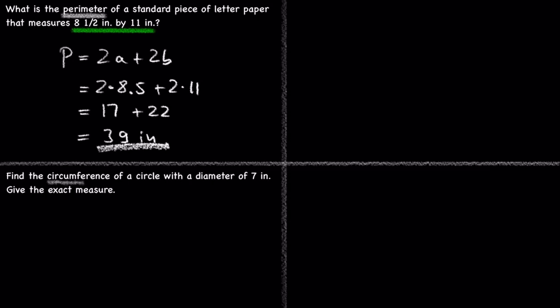Find the circumference of a circle with a diameter of 7 inches. Give the exact measure. When the diameter of a circle is given, we can use the formula for the circumference of a circle which includes the diameter. So we can write C equals pi times d. When the question is asking for the exact measure, we have to give the answer in terms of pi. So the circumference of a circle with a diameter of 7 inches is pi times 7 inches.